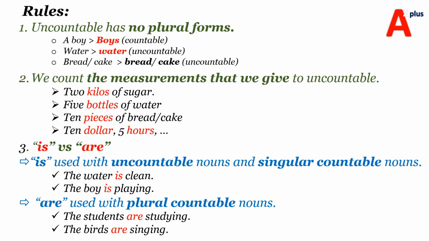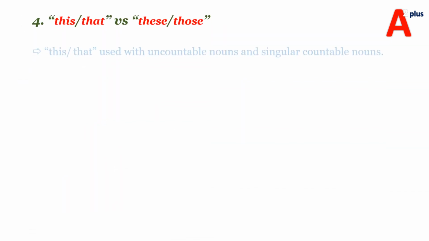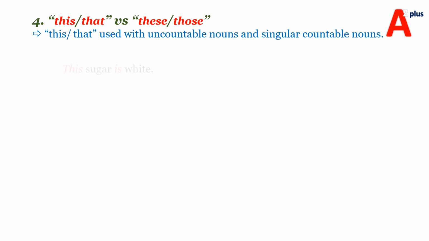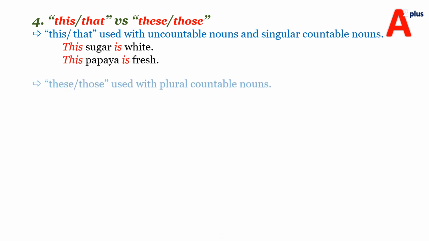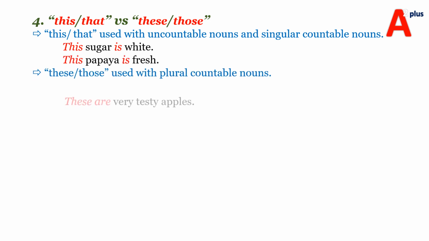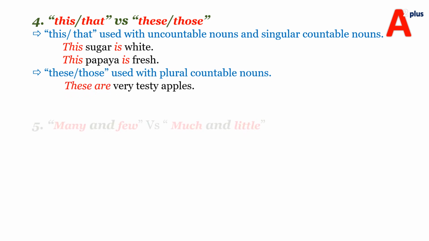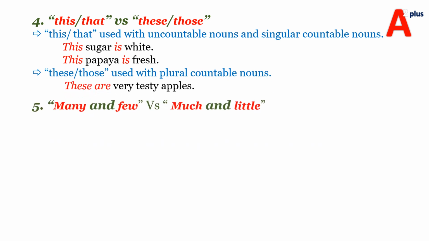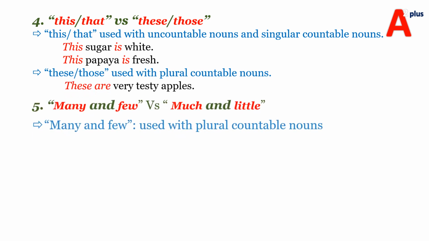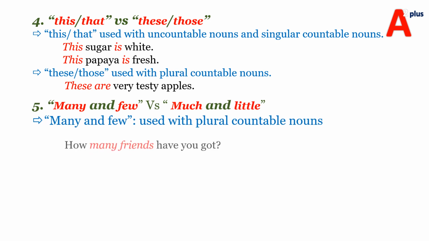This, that, these, those. This and that are used with uncountable noun and singular countable nouns. Sugar is white. This sugar is white. This papaya is fresh. Those are very tasty apples.